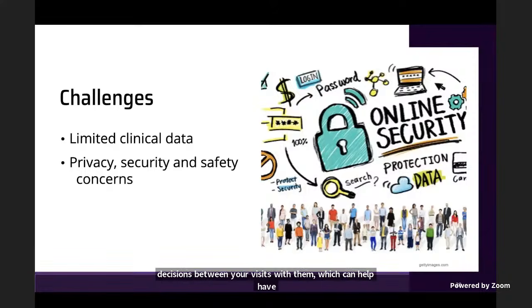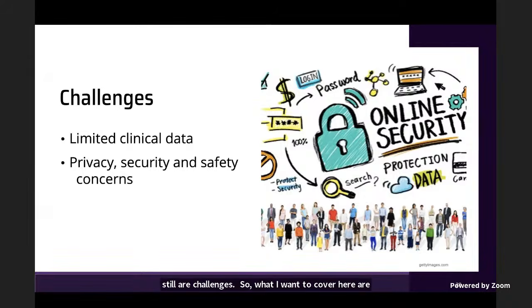Despite all these benefits, we do need to acknowledge that there still are challenges. And so what I want to cover here are these two important challenges to acknowledge: limited clinical data and privacy, security, and safety concerns.